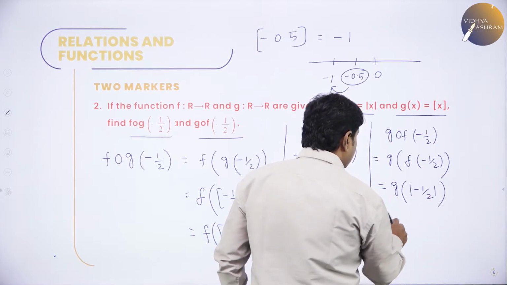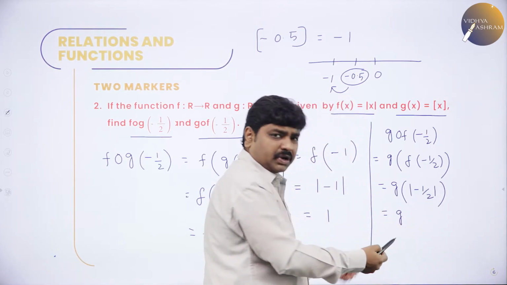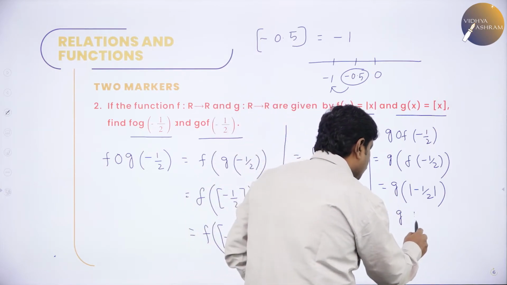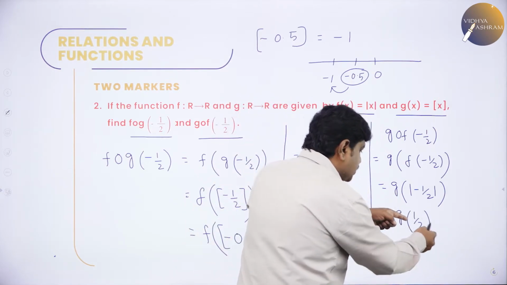All of you know modulus. What is meant by modulus? If it is negative, make it positive. Modulus of minus 1 by 2 is 1 by 2, absolute value. So now it became g of 1 by 2.